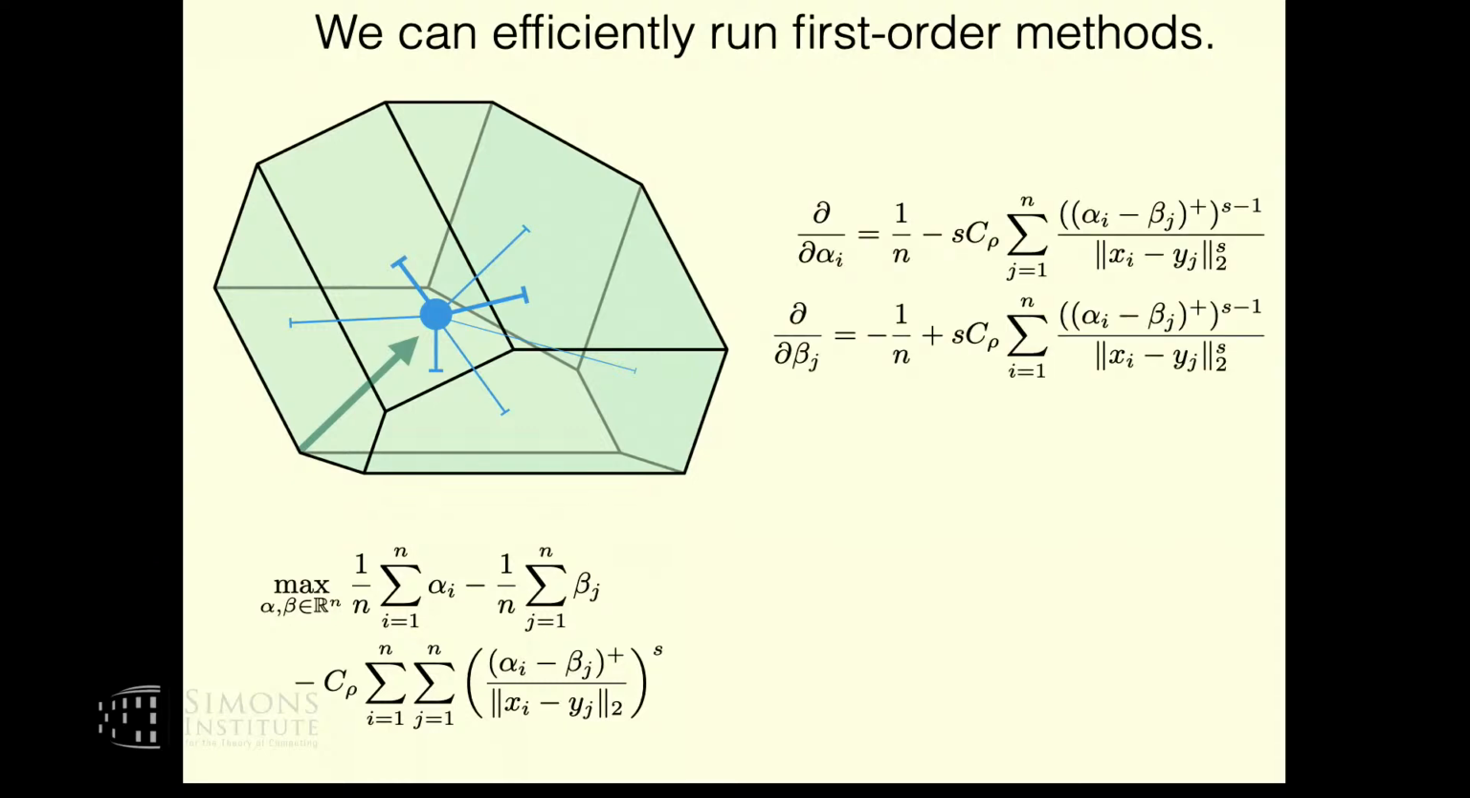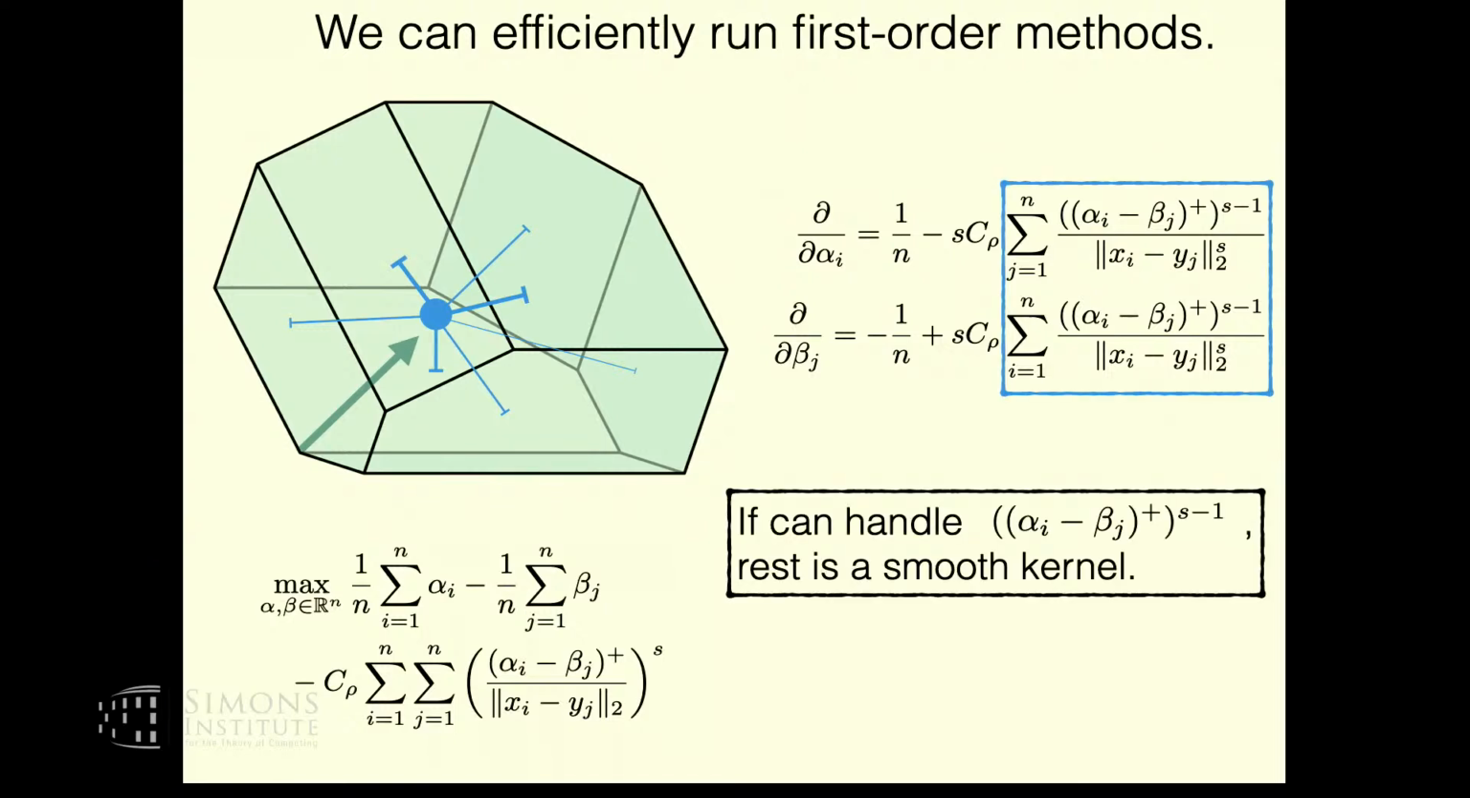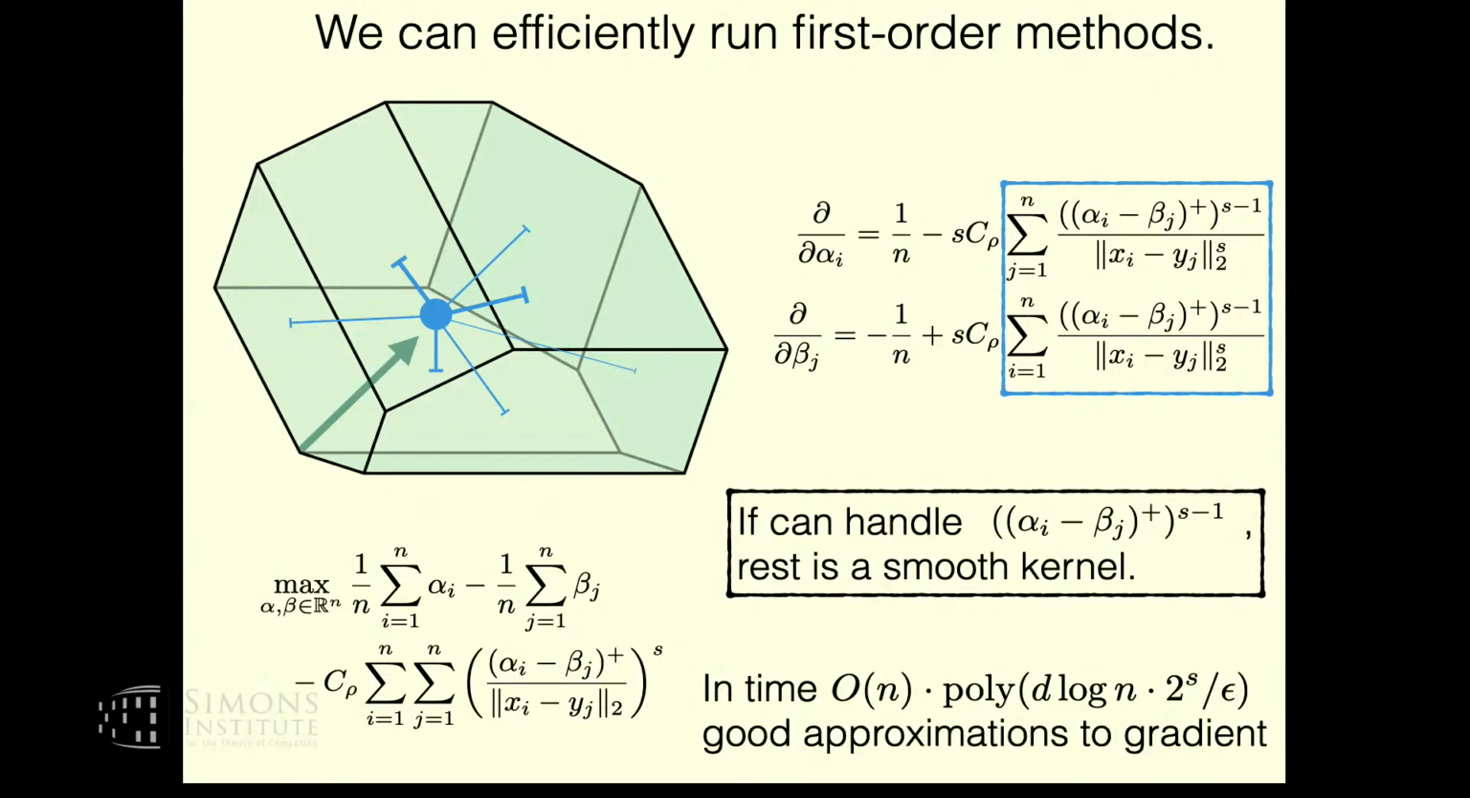Okay, and the fact is that if you compute the gradient in alpha i and beta j, it looks like some constant that depends on 1 over n, and something that looks like a smooth kernel up to these alpha and beta entries, which you hold on to. So in the paper, we show that if you can handle alpha i minus beta j, this positive term, for which we give a data structure, then the rest is a smooth kernel, and you can estimate the gradient in polylog time. So in n polylog n space and time, we can approximate the gradient. We can just run gradient descent. Okay.